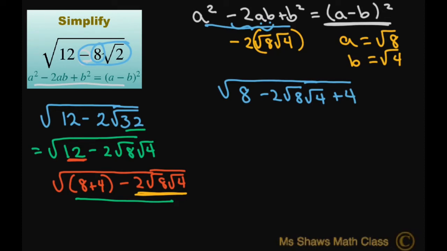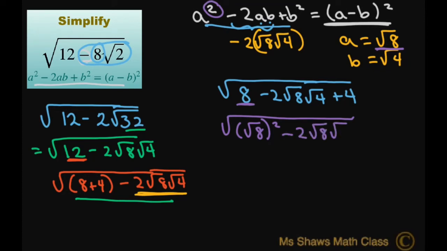So what I can do is write this square root. My a is square root of 8. So I can write this as square root of 8 squared, right? Because we have a square here. That gives me back my 8. And then just copy down your 2 square root of 8 square root of 4. And then my b is square root of 4. So we're going to write square root of 4 and square it. Now it looks just like this formula here. And now I can condense it and write it like this.